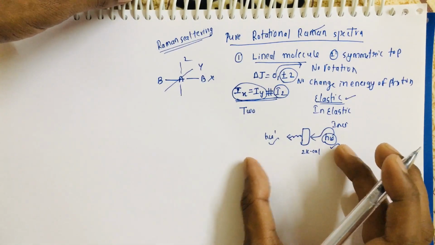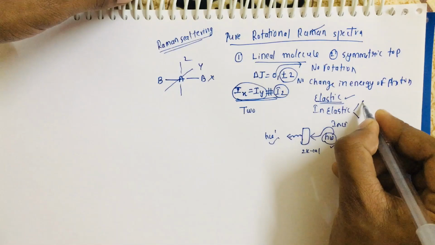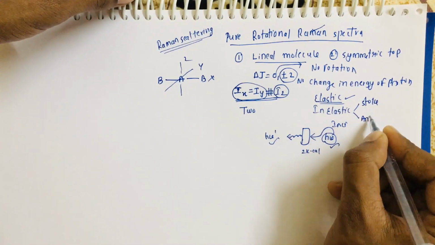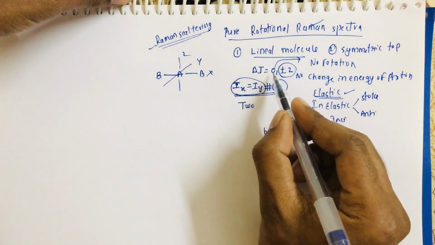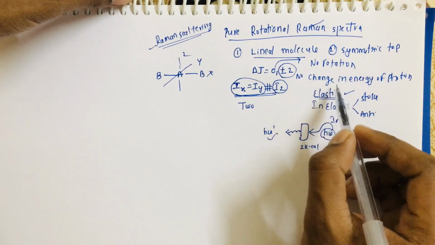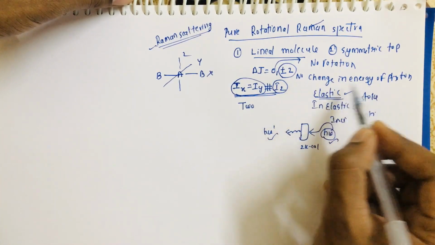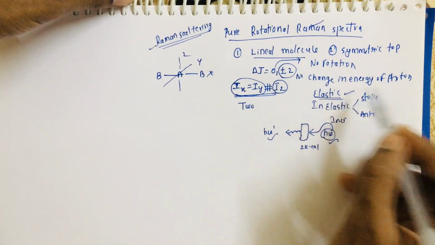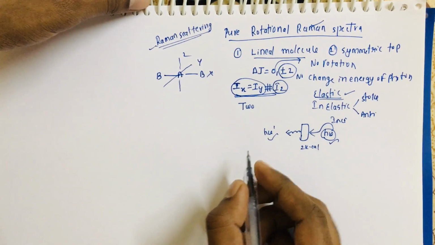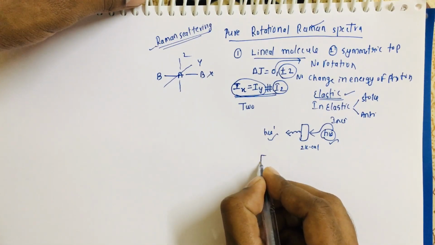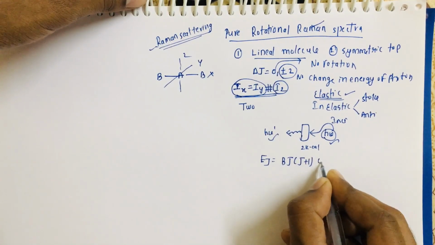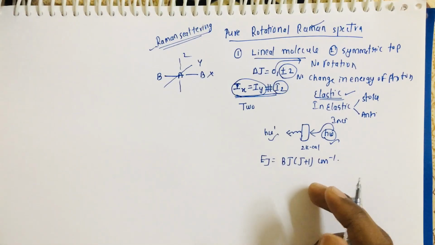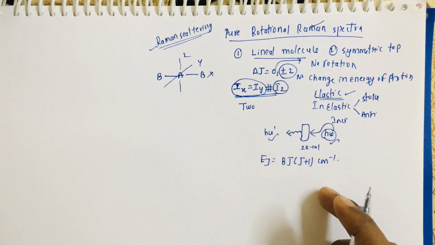For inelastic collisions, further we have two things, Stokes lines and anti-Stokes lines, and those I have explained in my video. You can refer to that video. Here, delta J equals 0 means there is no change in the rotation and no change in the energy of the photon, so we can consider this partly as an elastic collision. The principle we use to calculate the energy terms is EJ equals BJ into J plus 1 centimeter inverse.